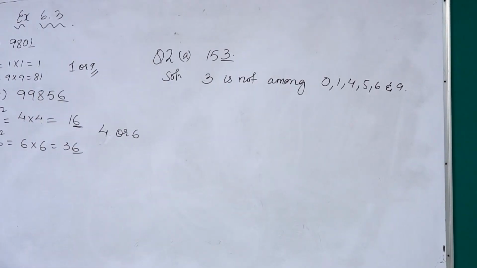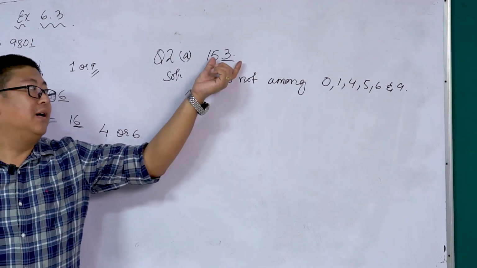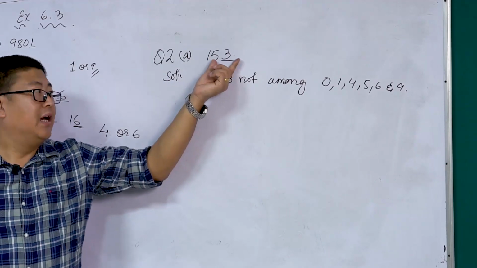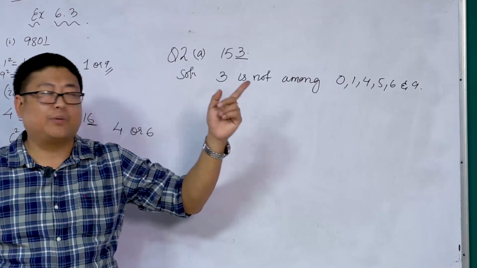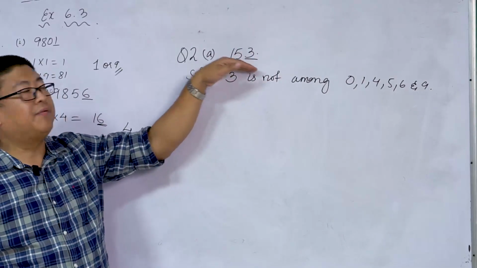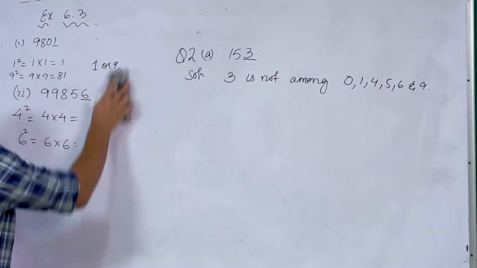Similarly, we can solve 2, 3, 4. It is all the same, no difference. You simply have to look at the ones or the unit place digit. Take the unit place digit, compare it with these numbers. If they tally, then it is a perfect square. If they don't tally, then it is not a perfect square. This number, 153, is not a perfect square. All right, let's move on to the next question.